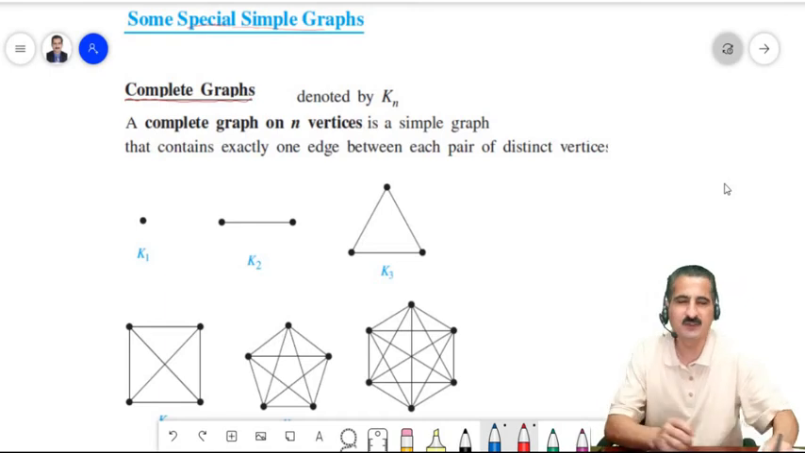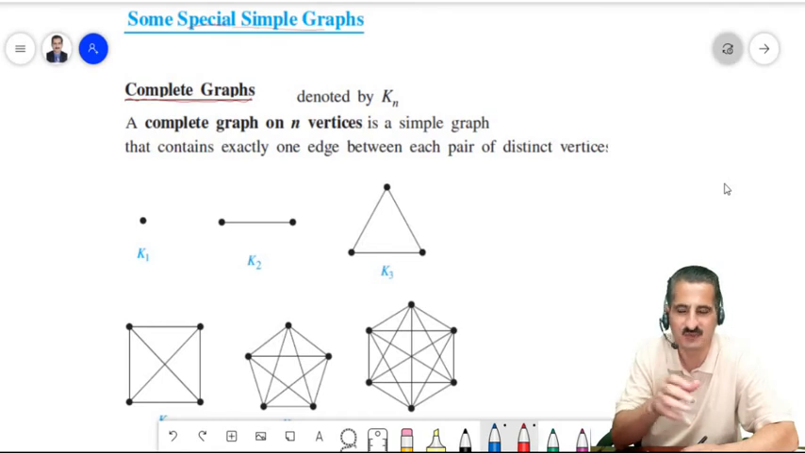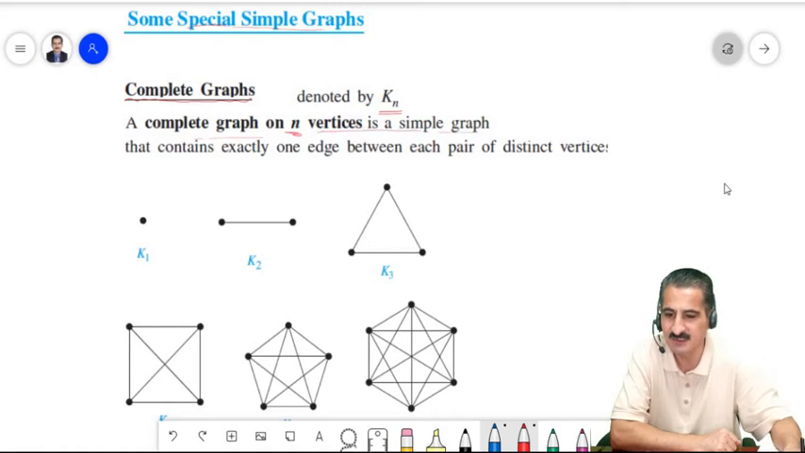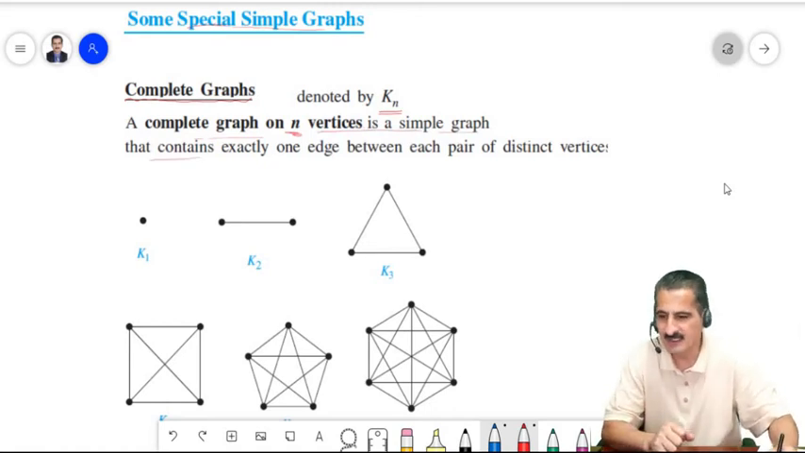It is called complete because every vertex is connected to any other vertex in the graph. This is so complete, huh? And then we call it Kn, a complete graph on n vertices. We say n because we have n vertices. It is a simple graph, so we have no loops and no multiple edges. That contains exactly one edge between each pair of distinct vertices, one edge.